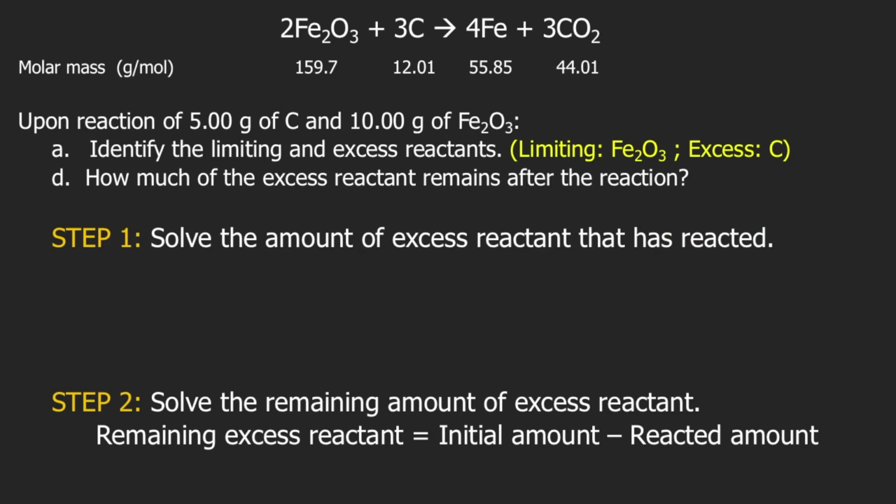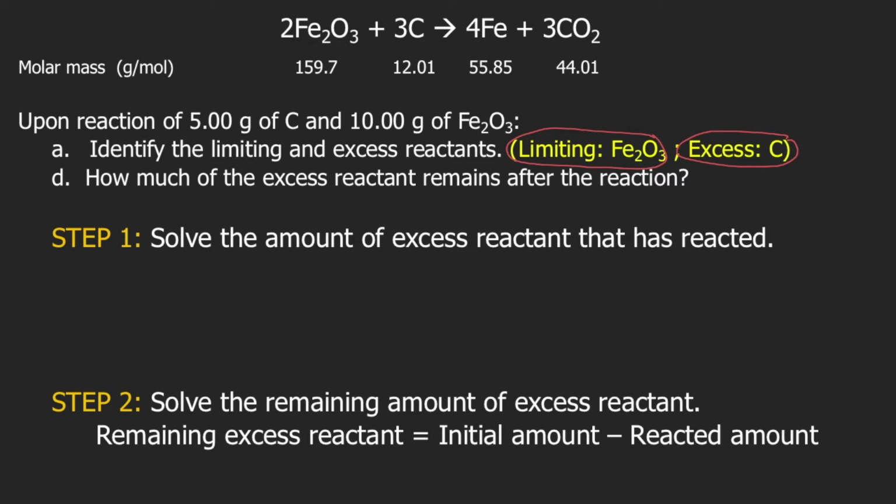In part 2, we already identified the limiting and excess reactants. We found out that the limiting reactant is Fe2O3 and the excess reactant is carbon. Now, if you want to determine how much of the excess reactant is left, there are 2 steps. The first step is to solve the amount of excess reactant that has reacted. So in this step, we will compute how much of the excess reactant has actually been used up in the reaction. So how do you do that?